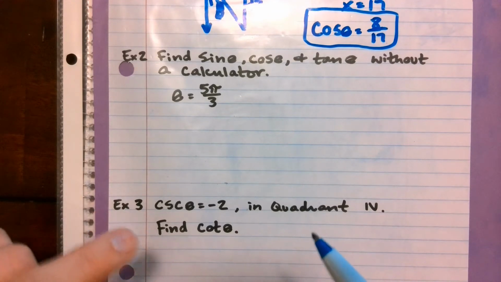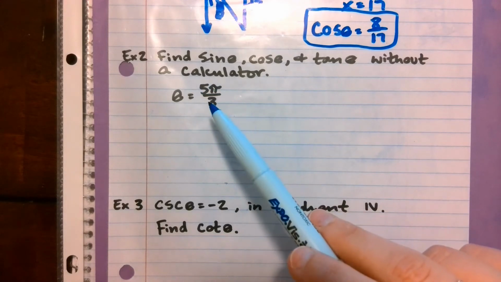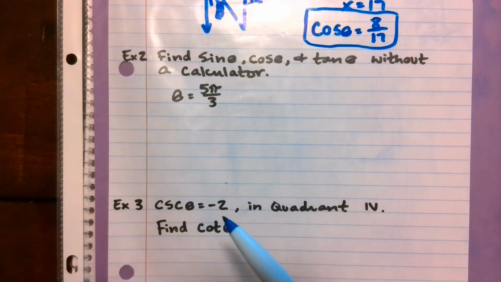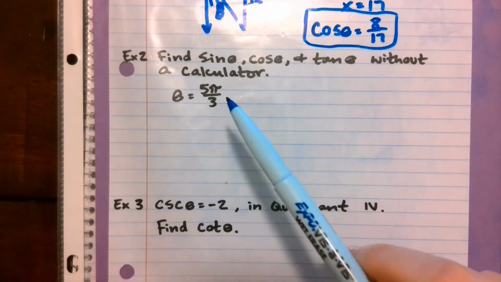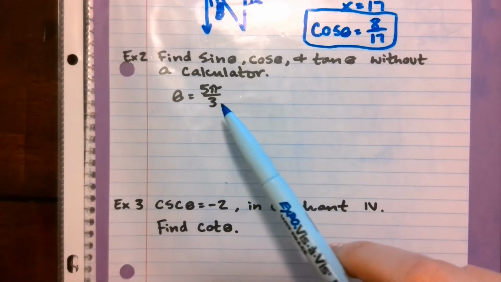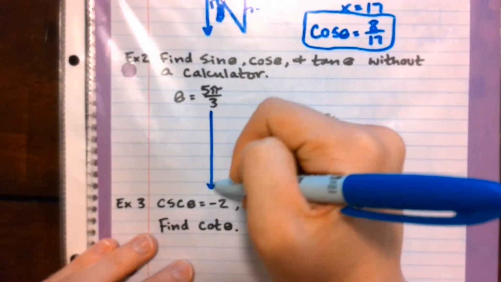It may take a little bit of work to figure out this 5 pi over 3. It's not necessarily one that you have memorized that you can answer really quickly, but we can use things that we've memorized to answer it. So try not to use a calculator. We've got this theta equals 5 pi over 3. So first, I'm going to need to know where this 5 pi over 3 is on my coordinate plane.